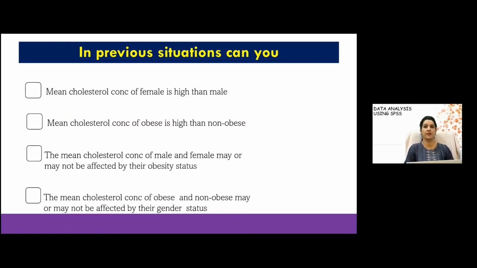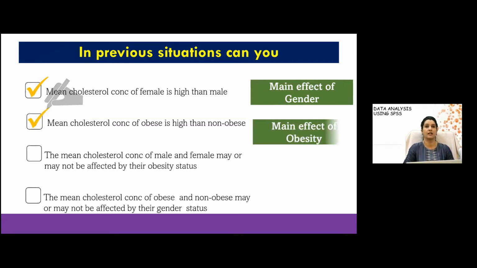So in the previous situations, we have seen that the mean cholesterol concentration of female is high than male. That is the main effect. We can call it the main effect of gender. Because of the gender effect, the mean cholesterol level of female is high. Then the mean cholesterol level of obese is high than non-obese. So we can say this is a main effect of obesity.